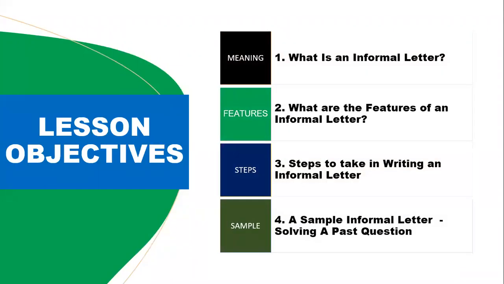Let's start with the lesson objectives. At the end of this lesson, you should be able to explain the following. 1, what is an informal letter? 2, what are the features of an informal letter? 3, steps to take in writing an informal letter. And 4, a sample informal letter solving a past question. So let's begin to look at these important items on our agenda for today's lesson.